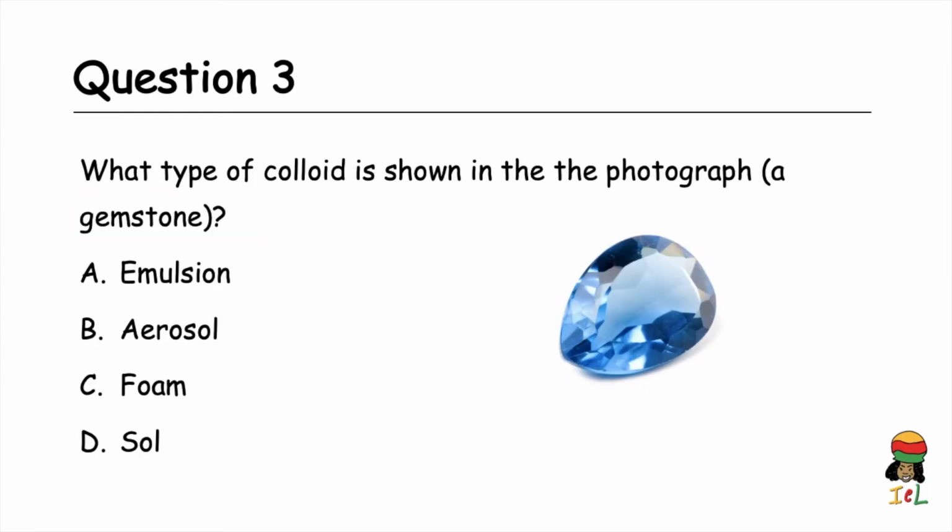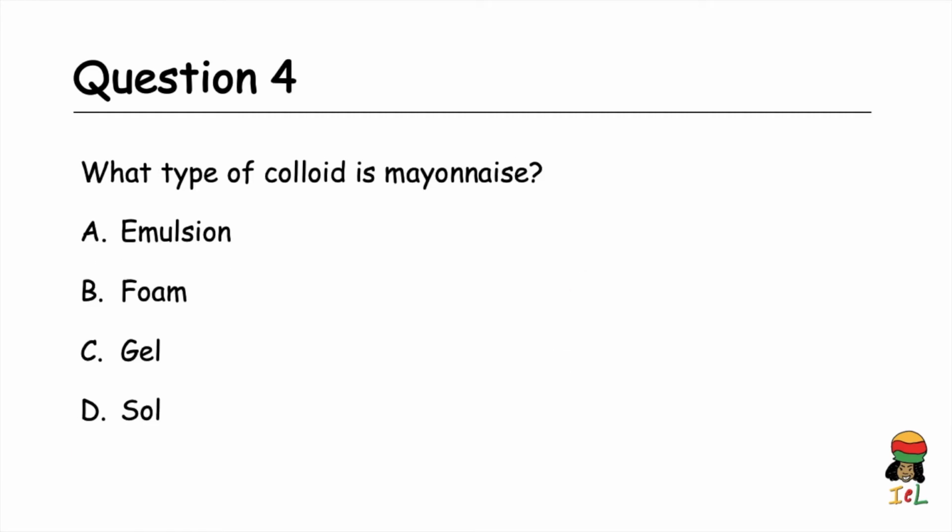Question 3. What type of colloid is shown in the photograph? A. Emulsion. B. Aerosol. C. Foam. D. Salt. And the answer is salt. Question 4. What type of colloid is mayonnaise? A. Emulsion. B. Foam. C. Gel. D. Salt. And the answer is emulsion.